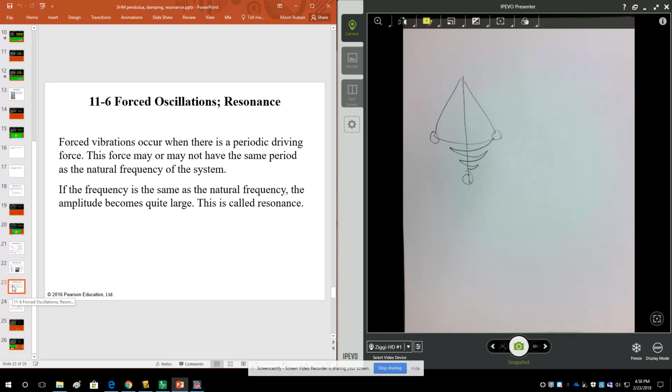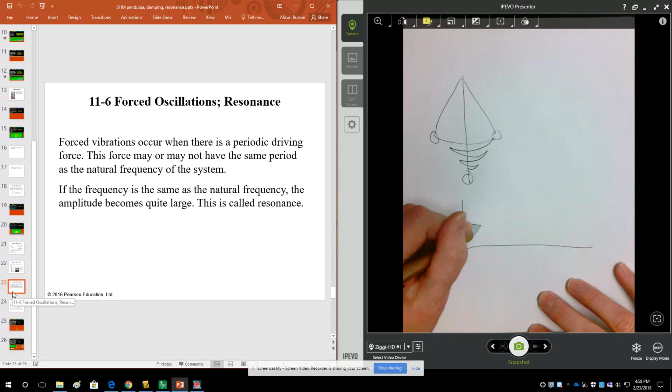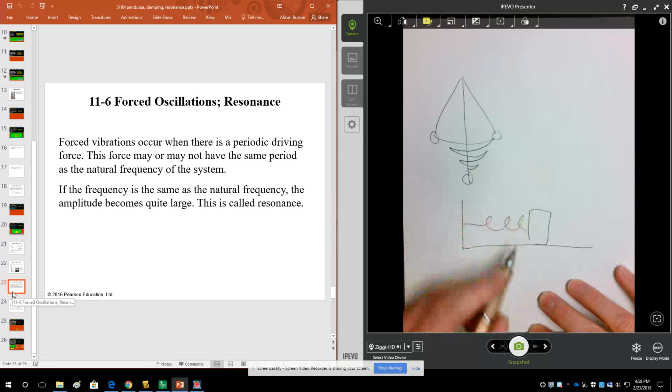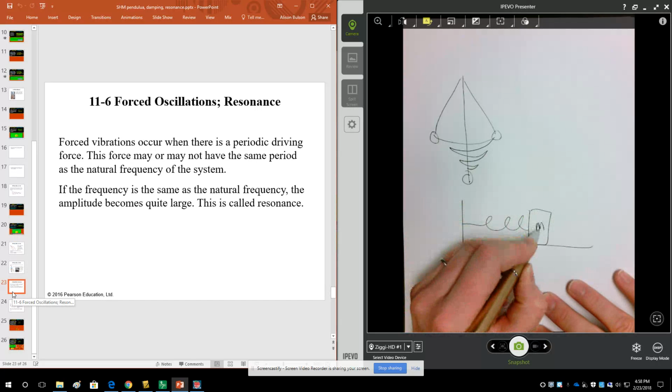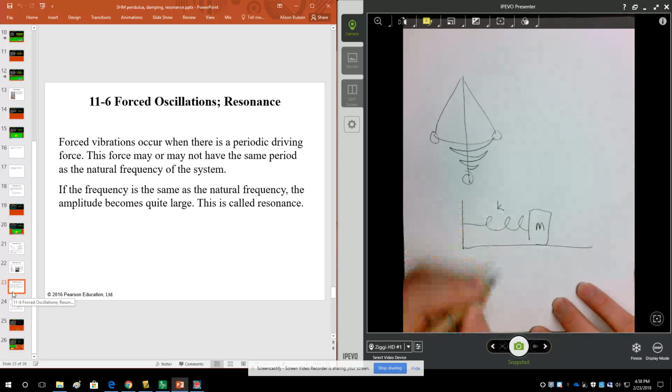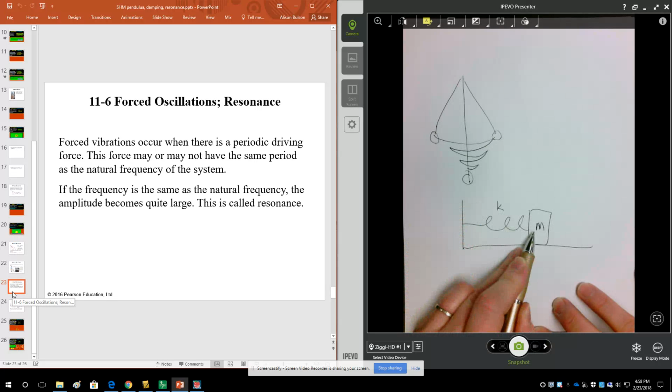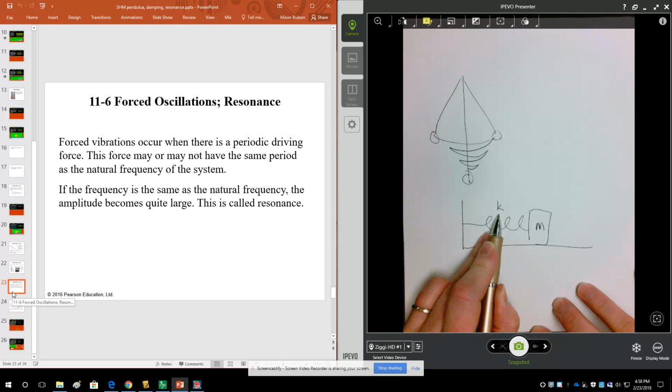But in general, a forced vibration occurs when there's a periodic driving force. So the force itself is periodic, and that force may or may not have the same period as the natural frequency of the system. So you've got a mass on a spring where the spring is causing the restoring force, and the natural frequency is determined by the mass and by the strength of the spring.